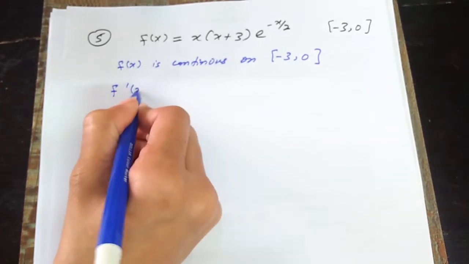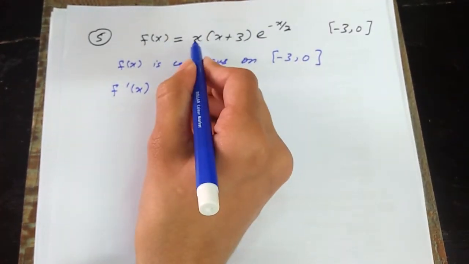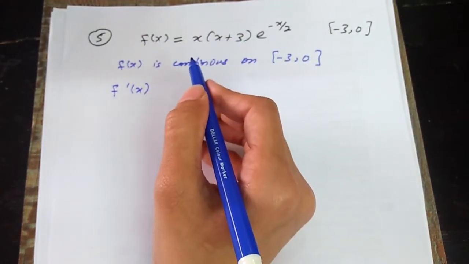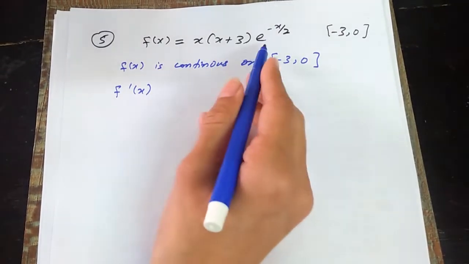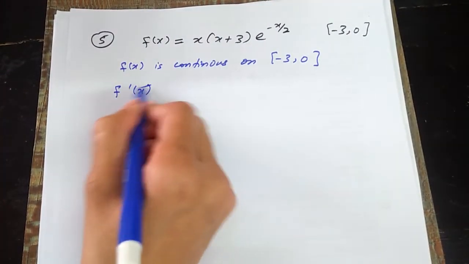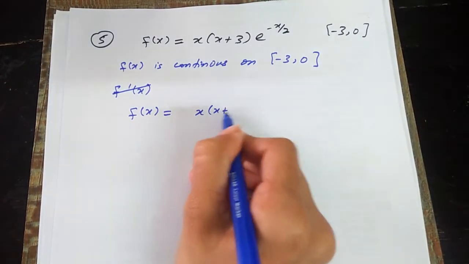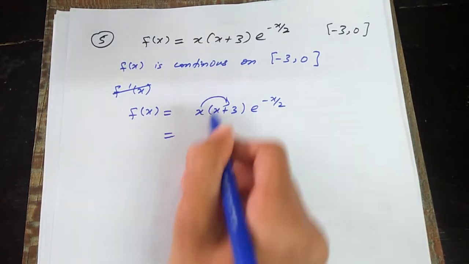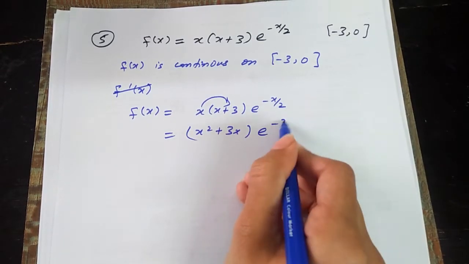Now calculate f dash of x. For calculating f dash of x, these are three functions in multiplication with each other. I will convert them into a multiplication of two functions. For that purpose, first of all, simplify it. x into x plus 3 e raised to power minus x by 2. Multiply x inside, we will get x squared plus 3x into e raised to power minus x by 2.